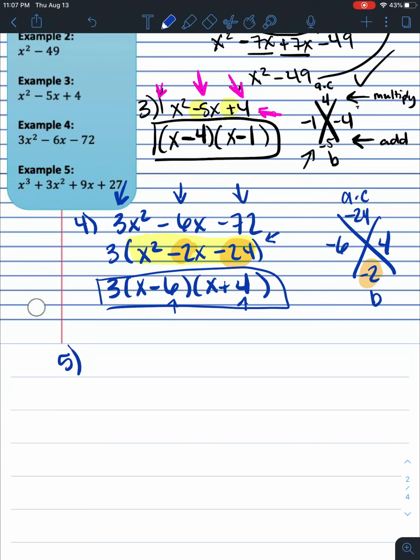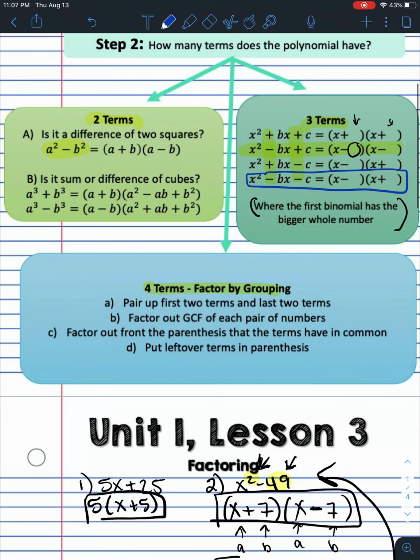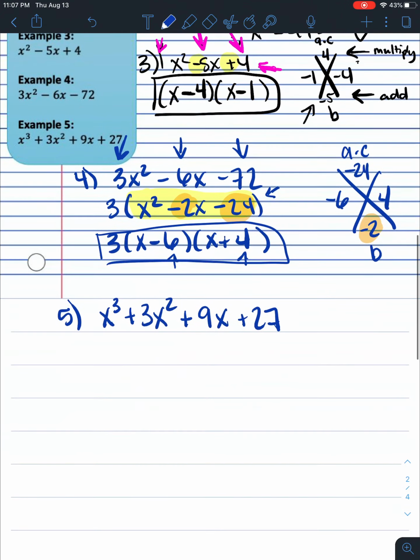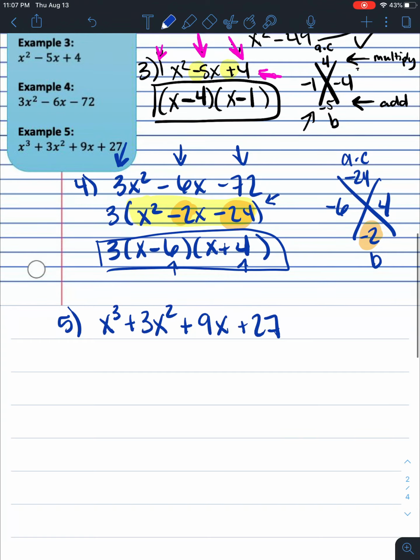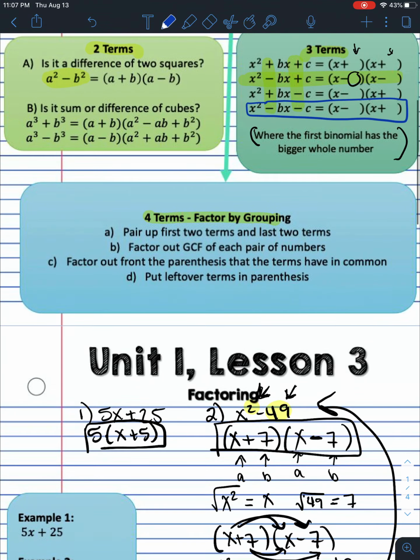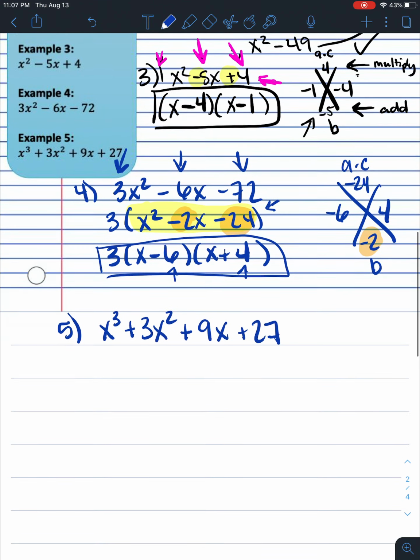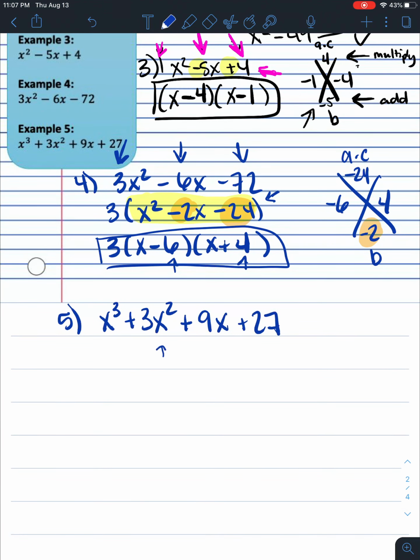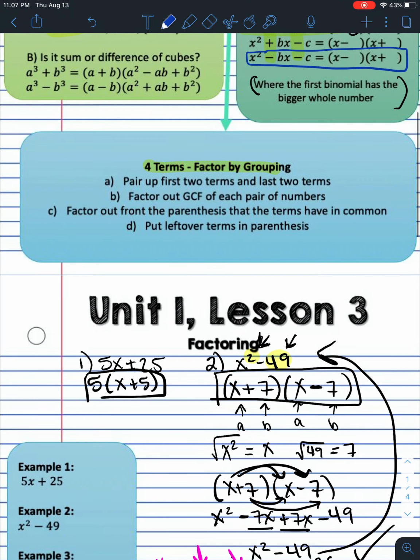All right, example 5 is x cubed plus 3x squared plus 9x plus 27. And this is 4 terms. So there's not anything here we can factor out, right? So we are at the 4 terms up here. Let me make this statement really quick. We can factor out a 3 out of each of these terms, correct? But this term doesn't have a coefficient of 3, so we cannot factor a 3 out, okay? I feel like that was a question that maybe somebody would have.